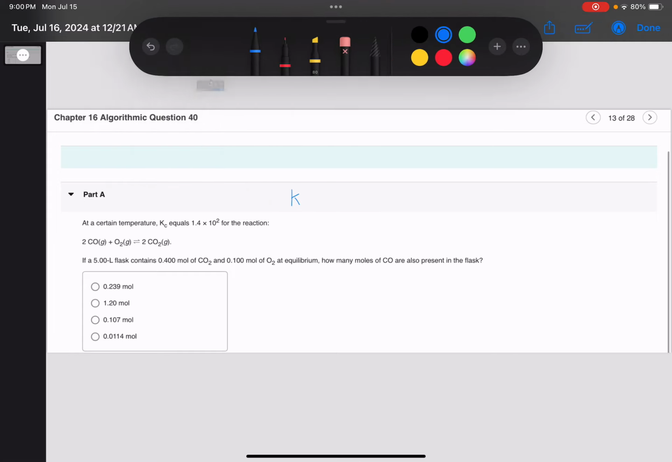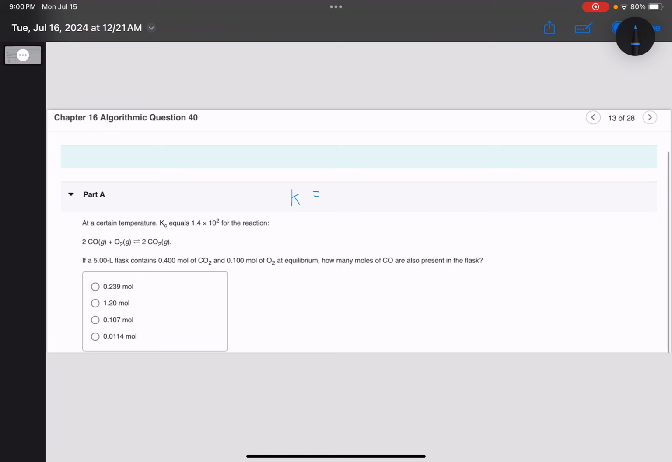Okay, so this question, let's follow the same routine of writing down symbolically what the K is equal to. So here it's CO2 squared over CO squared times O2, and this is 1.4 times 10 to the second.